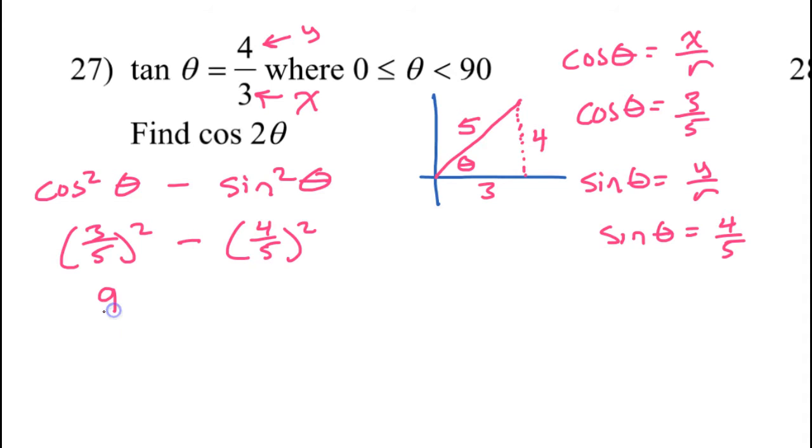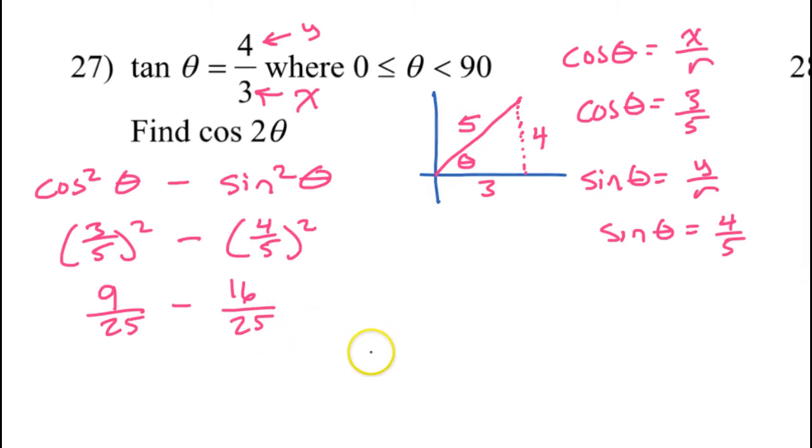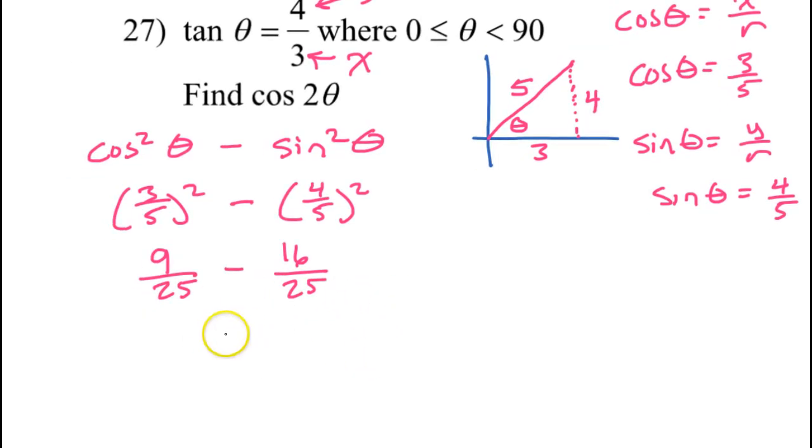So this is going to be 9/25 minus 16/25. So this is going to make -7/25. And that is the final answer.